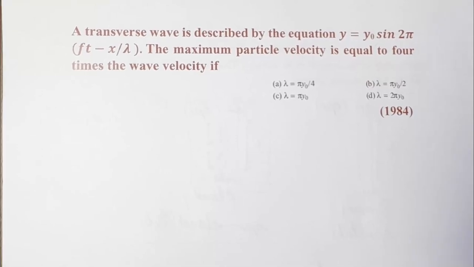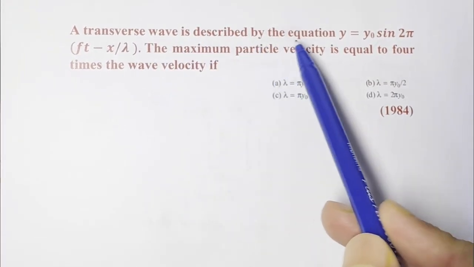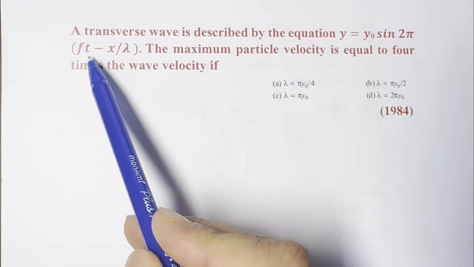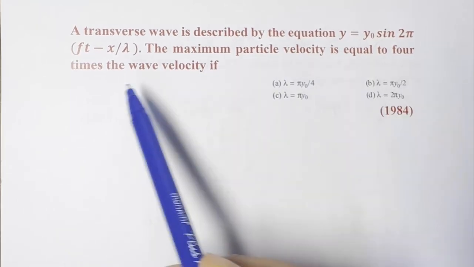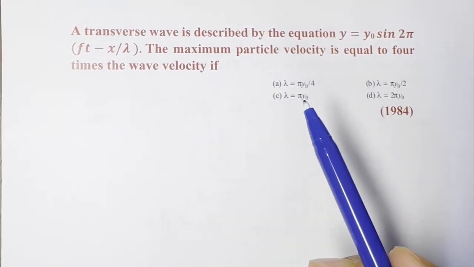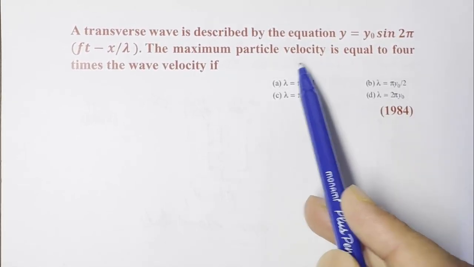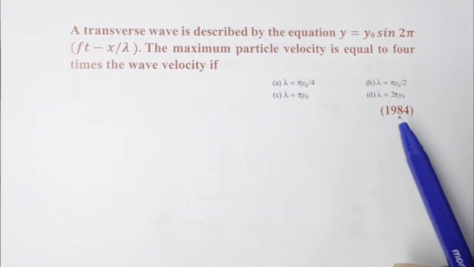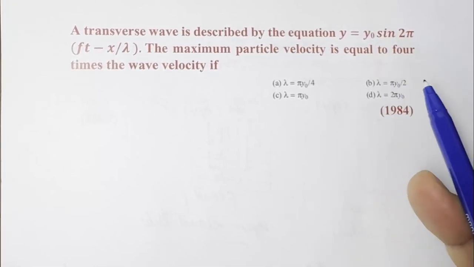Hello friends, in today's question, a transverse wave is described by the equation y naught sine 2 pi (ft minus x by lambda). The maximum particle velocity is equal to 4 times the wave's velocity. So we have to find out the condition which satisfies that the particle velocity is equal to 4 times the wave velocity, and that is the relationship between lambda and y naught, which will be the maximum amplitude.